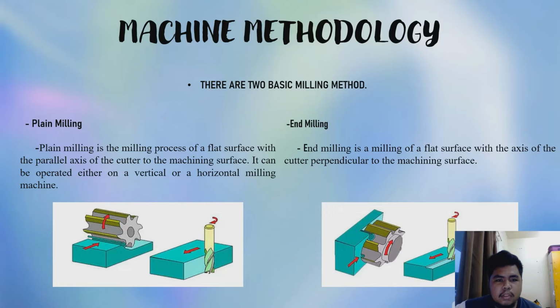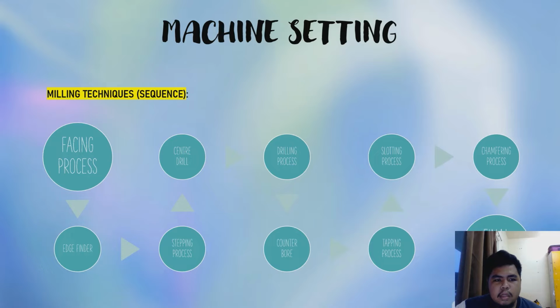For machining methodology, there are two basic milling methods, which are plane milling and end milling. Plane milling is the milling of a flat surface with the axis of the cutter parallel to the machining surface. It can be operated on either a vertical or a horizontal milling machine. End milling is the milling of a flat surface with the axis of the cutter perpendicular to the machining surface.